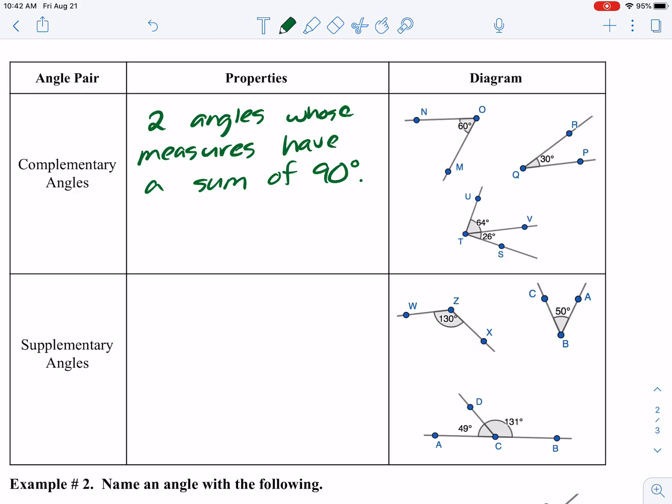So if we have two angles whose measures sum to 90 degrees, we would say the angles complement each other. So we would say angle O and angle Q, 60 plus 30 equals 90 degrees. Angle O and angle Q are complementary angles.